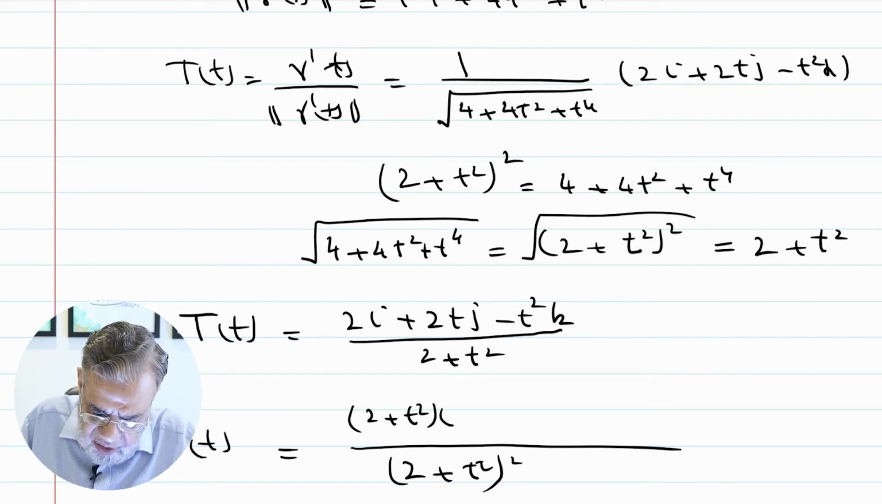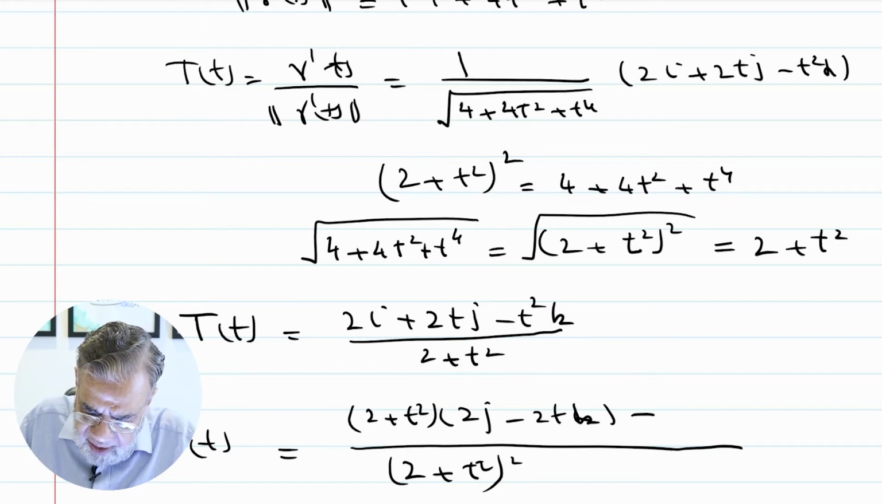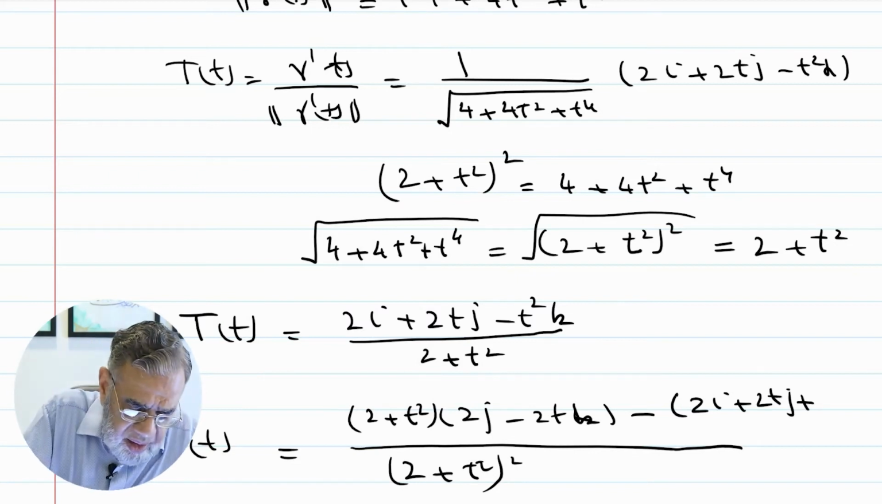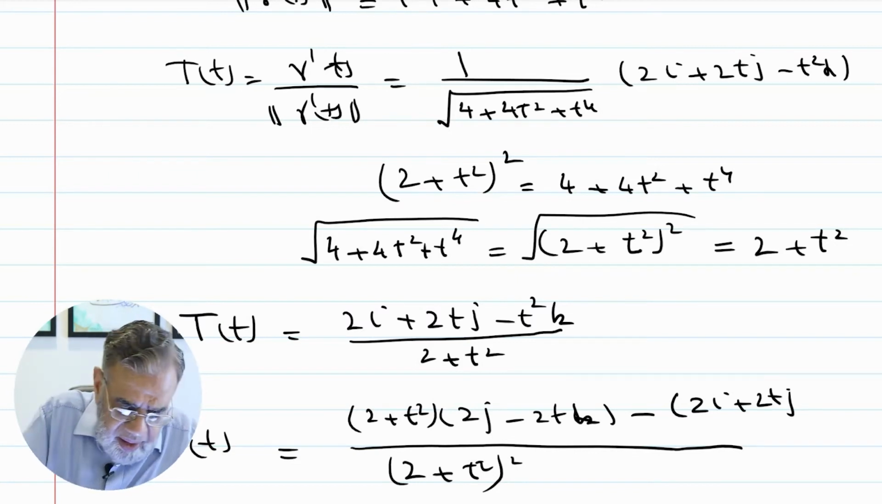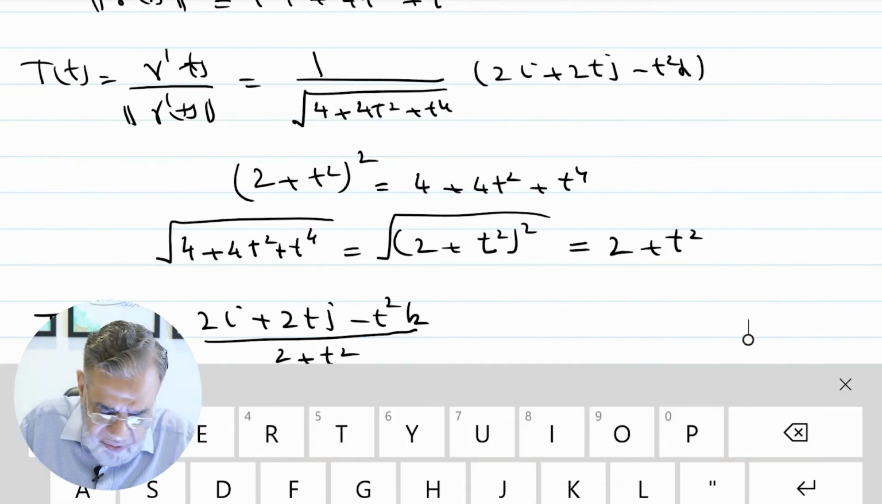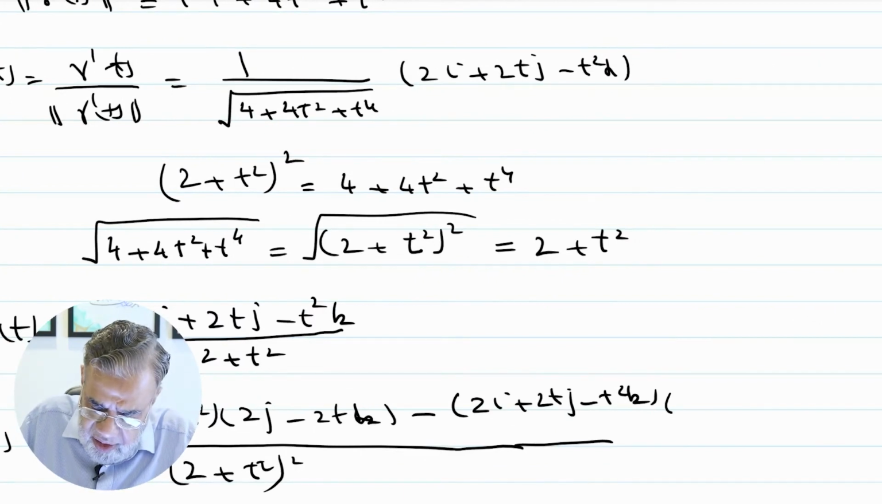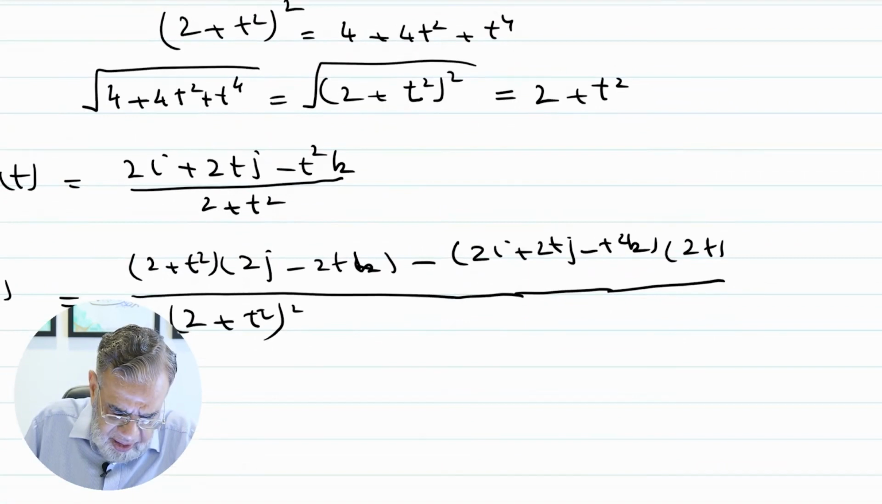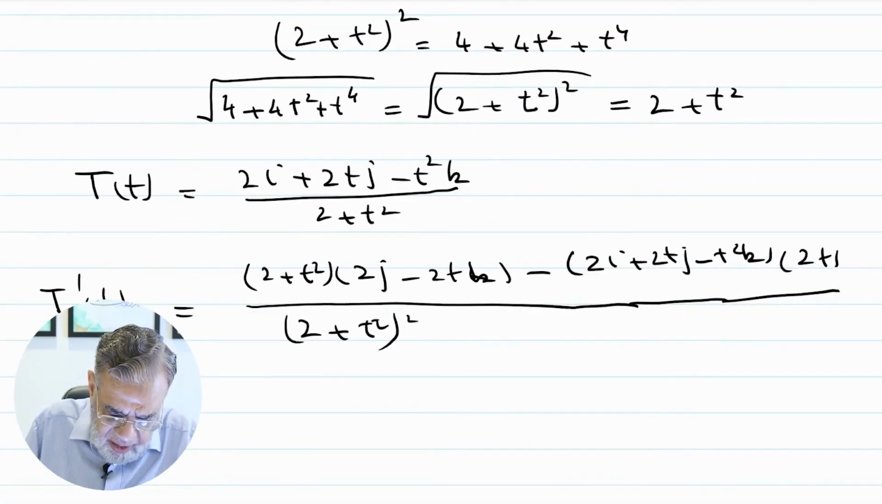The derivative of 2 is 0. We get 2j − 2tk. We have a minus sign, then we are having 2i + 2tj − t²k, and we multiply this by the derivative of this denominator. This becomes 2t.